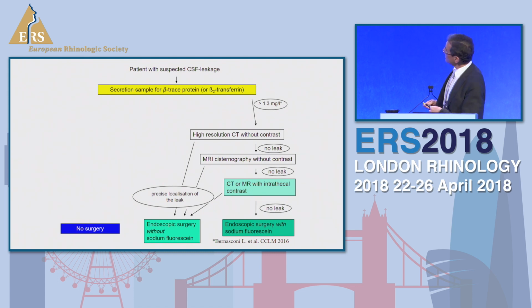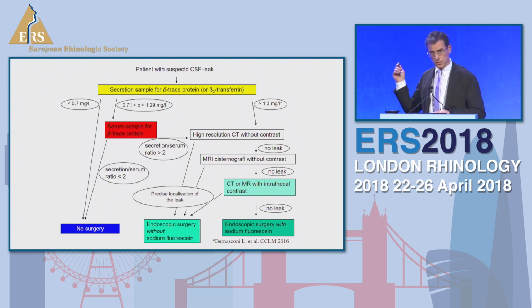If you find the leak after you have taken a CT and the flow sensitive MRI scan, that's fine. If not, you have to go on and take either a CT scan or MRI scan with intrathecal contrast. You can discuss it with your colleagues in the radiologic department. And again, if you find the leak, you can operate. If you do not find the leak after this imaging process, then we think that's the situation where you should use sodium fluorescein. So this is the whole approach.